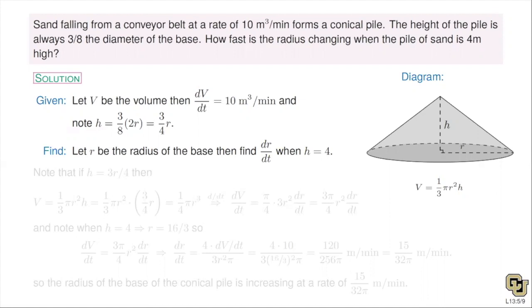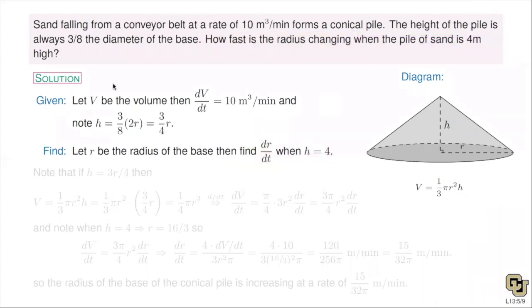So if we read what we're asked to find right here, it says, how fast is the radius changing? Right there, you should see a derivative. They want us to find dr dt. How fast is the radius changing? Find dr dt when the pile is 4 feet high or whatever. That's exactly when h equals 4. Again, here we're practicing converting the English sentence to a mathematical sentence.